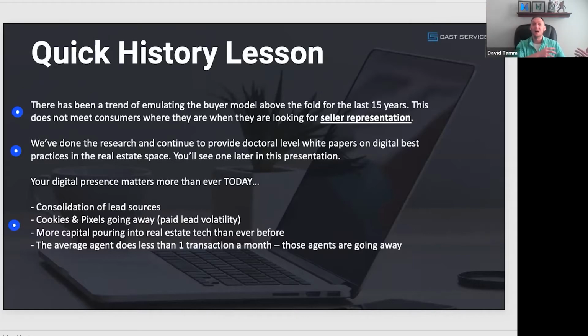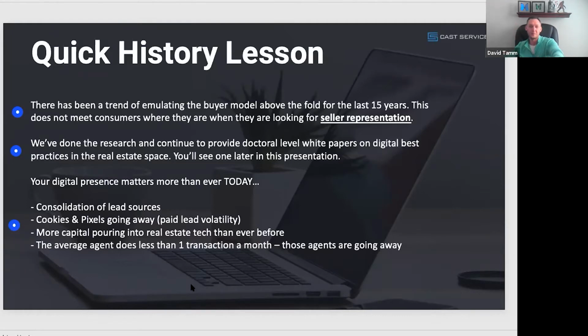And the data doesn't lie. The numbers are very clear that when you have a strong value proposition that is seller focused, you get more seller leads, like duh, right? Yeah, totally. And this becomes ever present and extremely important because of some things that are happening in the industry right now. I know you're so busy out there closing transactions and going to listing appointments and driving around neighborhoods and everything.